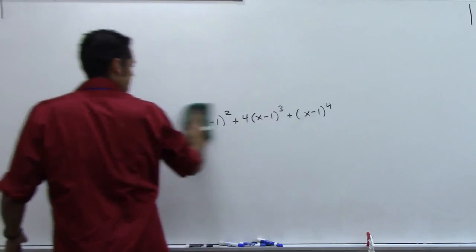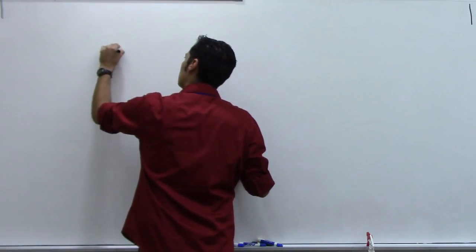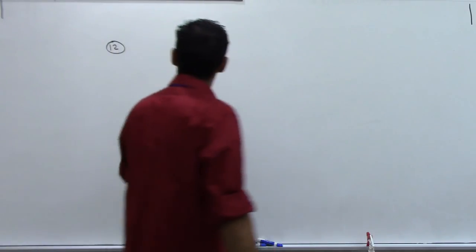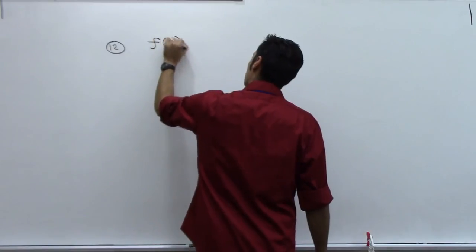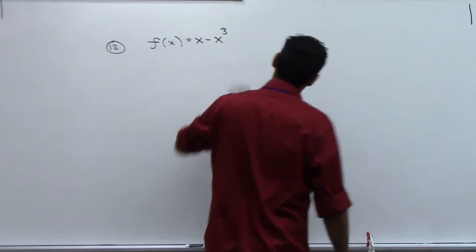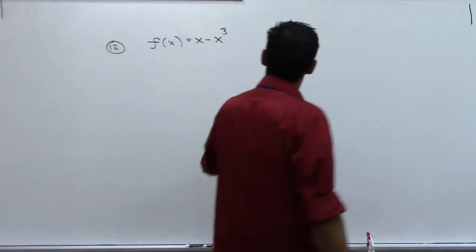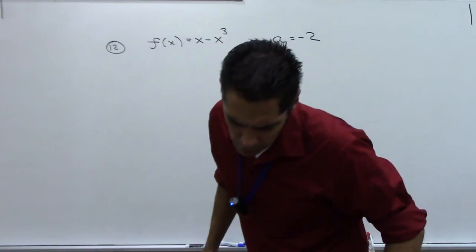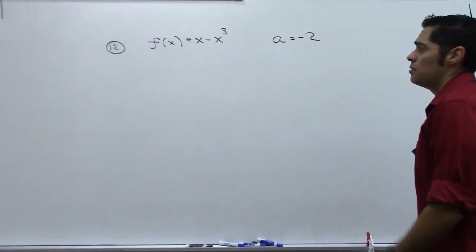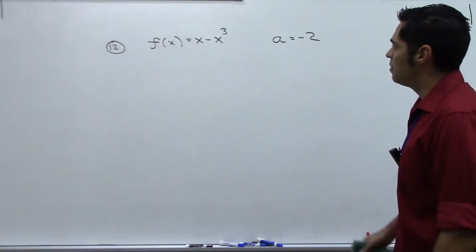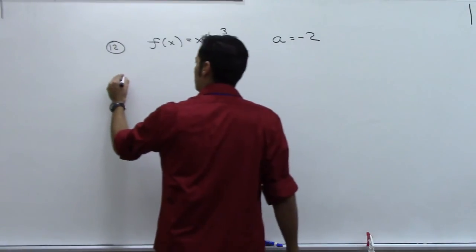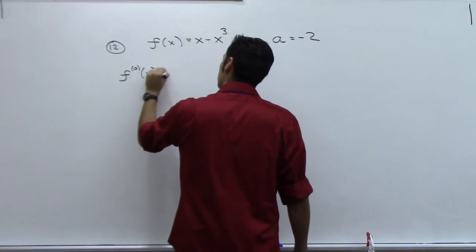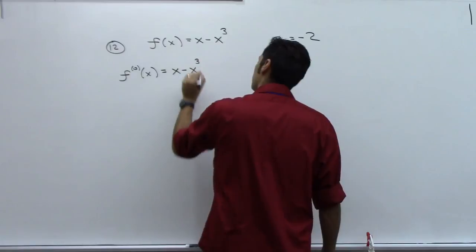Let's move on to number 12. All right, for 12, f of x is x minus x cubed. We're going to do this about a equals negative 2. So again, I'm going to need to start taking derivatives to come up with my c sub n's. So the 0th derivative of this function is just the function itself.